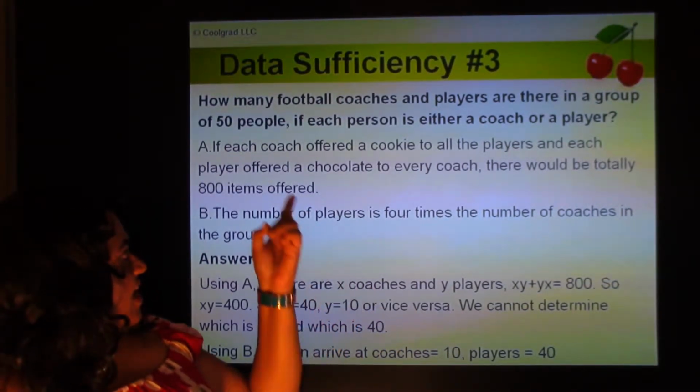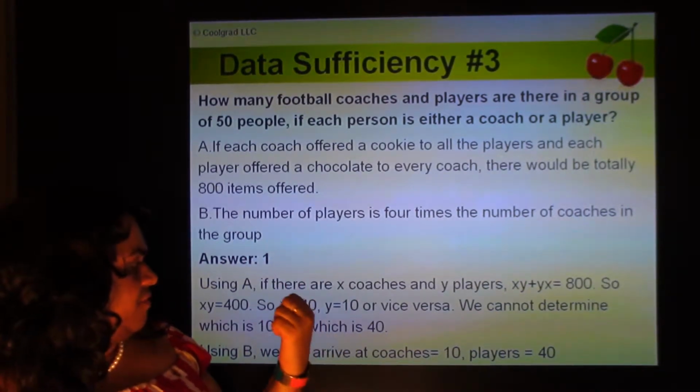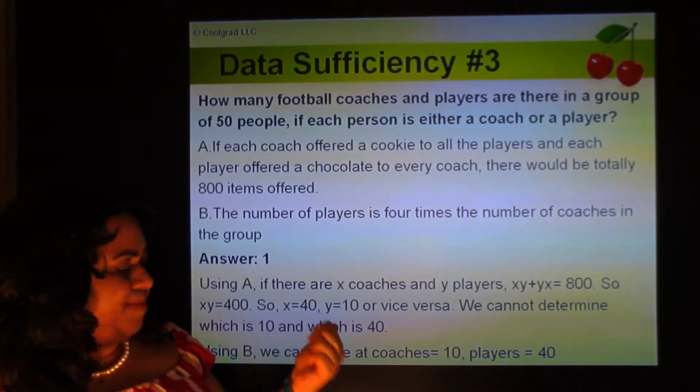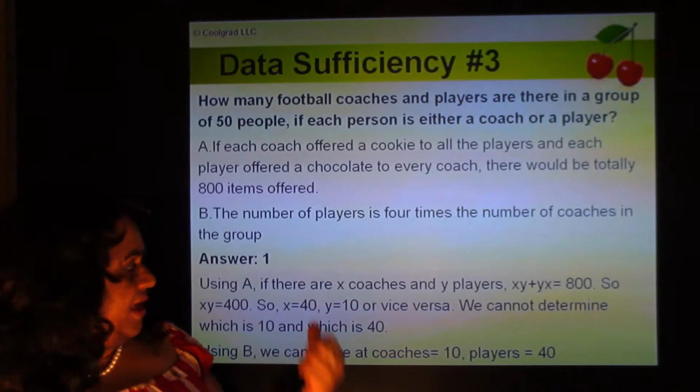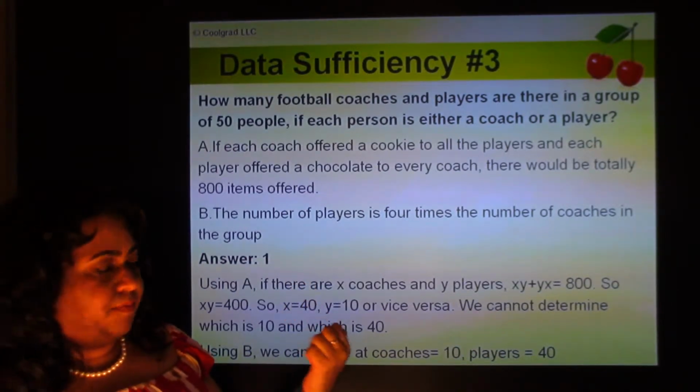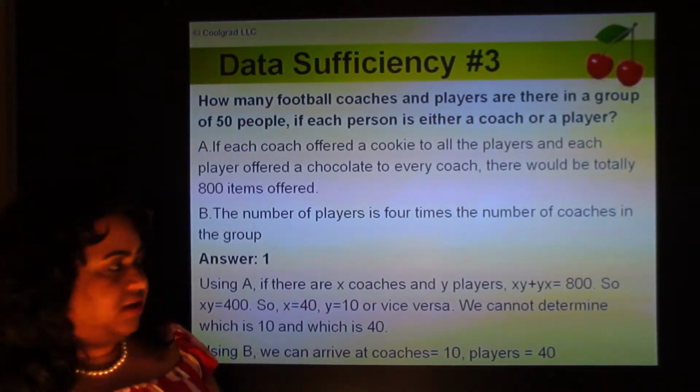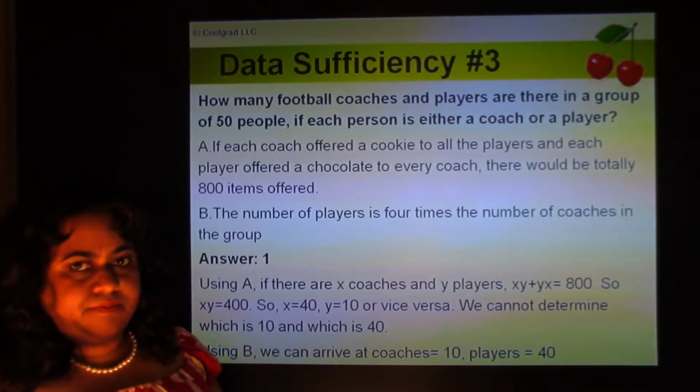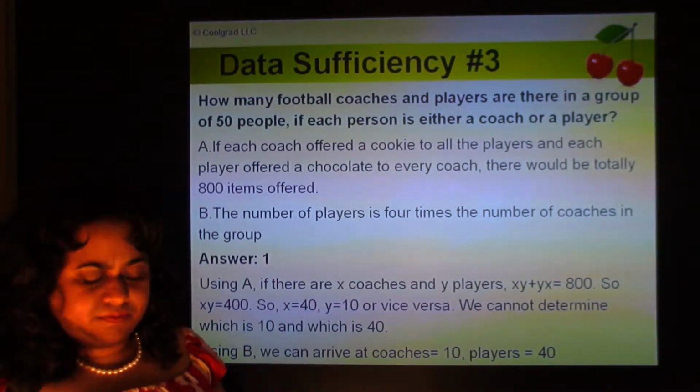And using A alone, we can't determine if the number of coaches is 10 or the number of players is 10. So A alone is not sufficient, but B alone is sufficient. So we would pick option 1, because this can be answered by one statement alone but not by the other.